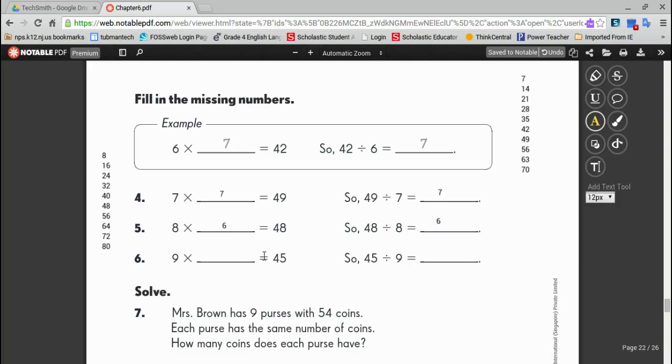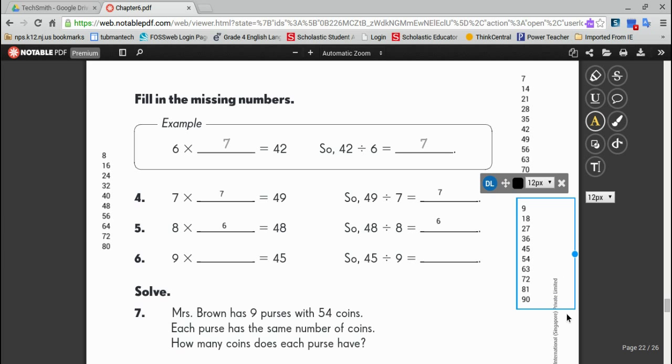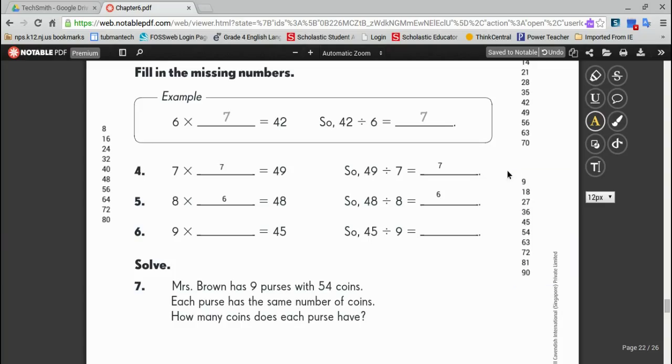Alright, last one. 9 times what number gives me 45? So here I'm going to write my 9 multiples: 9, 18, 27, 36, 45, 54, 63, 72, 81, and 90. And if you don't know how to write your 9 multiples, my suggestion is to do the 9 trick that we teach you in class. Write 0 all the way down to 9, 0, 1, 2, 3, 4, 5, 6, 7, 8, 9. And then go 9 back to 0, 9, 8, 7, 6, 5, 4, 3, 2, 1, 0. And you should have your 9 multiples written down. So if you look at number 6, 9 times blank equals 45. Well, let's find out. 9 times 1, times 2, times 3, times 4, here's 45. That would be 9 times 5. So 45 divided by 9 equals 5.